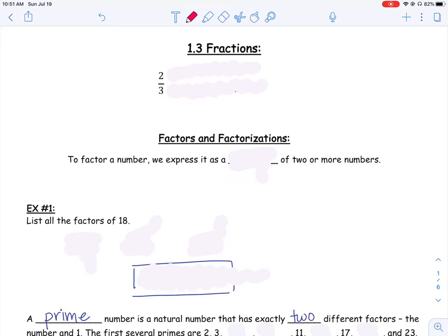For example, fractions, adding, subtracting, multiplying, dividing, some exponent things, and some order of operations we'll cover in this chapter.